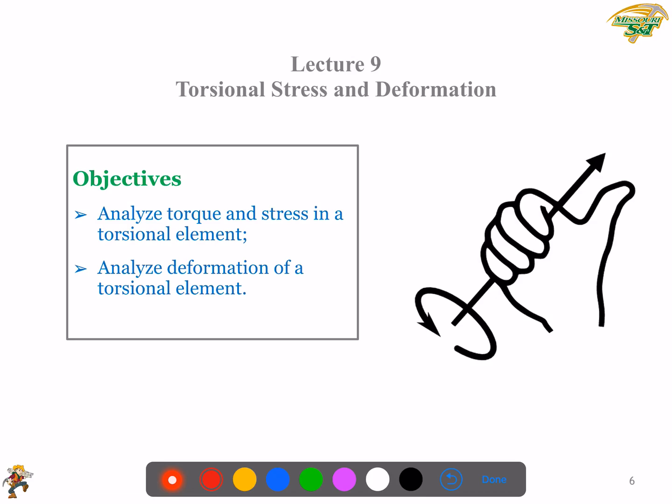Today we will have two objectives. The first one, we will analyze torque and stress in a torsional element. So here the torque is internal torque. The same as previously when we talked about the axially loaded element, there you needed to determine the internal force. Here we're also determining an internal force, but here it is a torque. It's not axial loading or normal stress. And then we will start to talk about deformation of the torsional element.